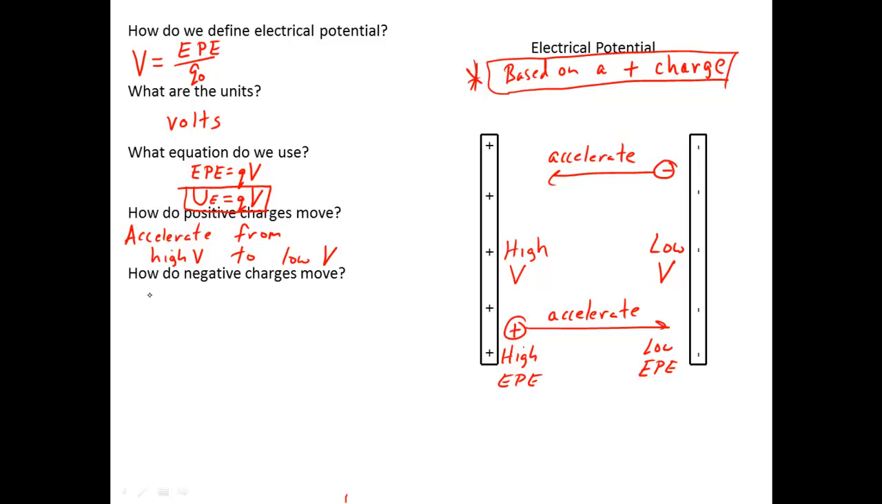To answer the question, how do negative charges move? Well, negative charges accelerate from a region of low potential to a region of high potential. Again, the reason for this is everything is based on the positive charge, and the positive charge determines that this has got high electrical potential energy, and therefore this region here has a region of low electrical potential energy.